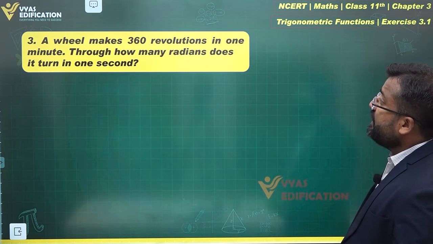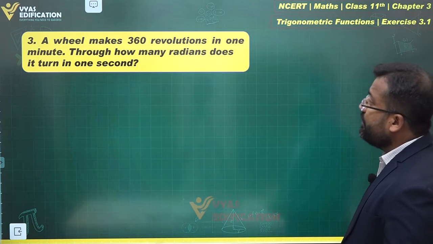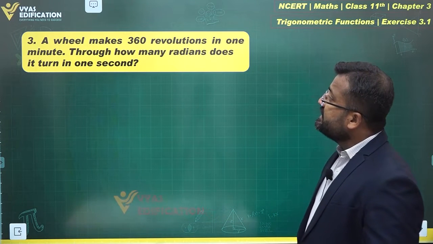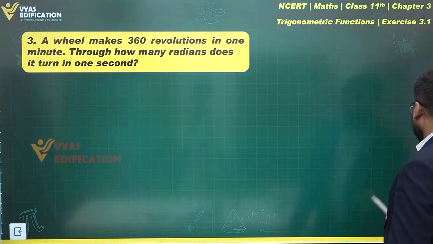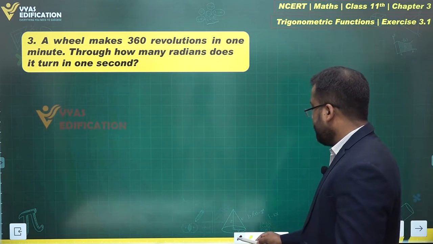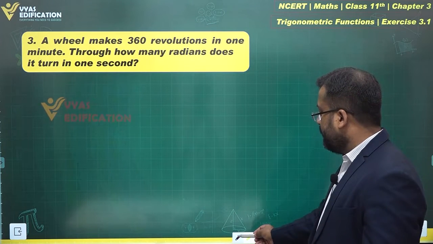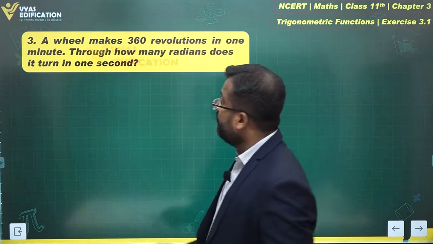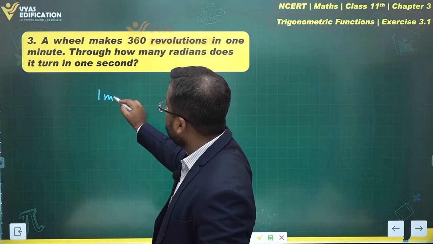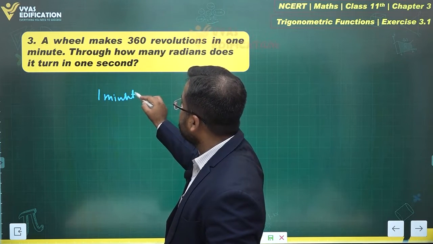What does the question say? A wheel makes 360 revolutions in 1 minute. Through how many radians does it turn in 1 second? Okay, a wheel makes 360 revolutions, 360 revolutions in 1 minute. Now, what would one revolution imply? In 1 minute, the wheel makes 360 revolutions.